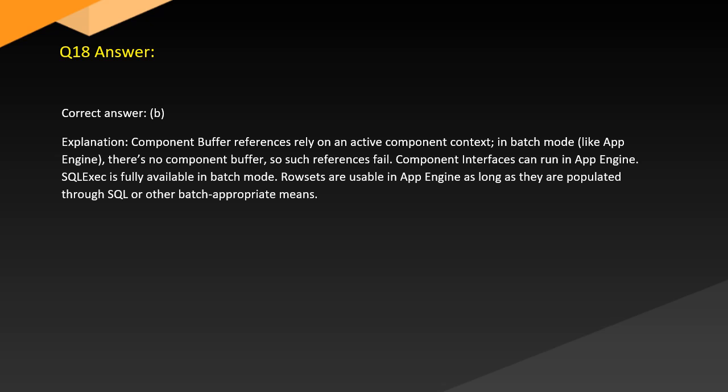Answer. Correct answer, B. Explanation. Component buffer references rely on an active component context. In batch mode, like App Engine, there's no component buffer, so such references fail. Component interfaces can run in App Engine. SQLexec is fully available in batch mode. Rowsets are usable in App Engine as long as they are populated through SQL or other batch-appropriate means.